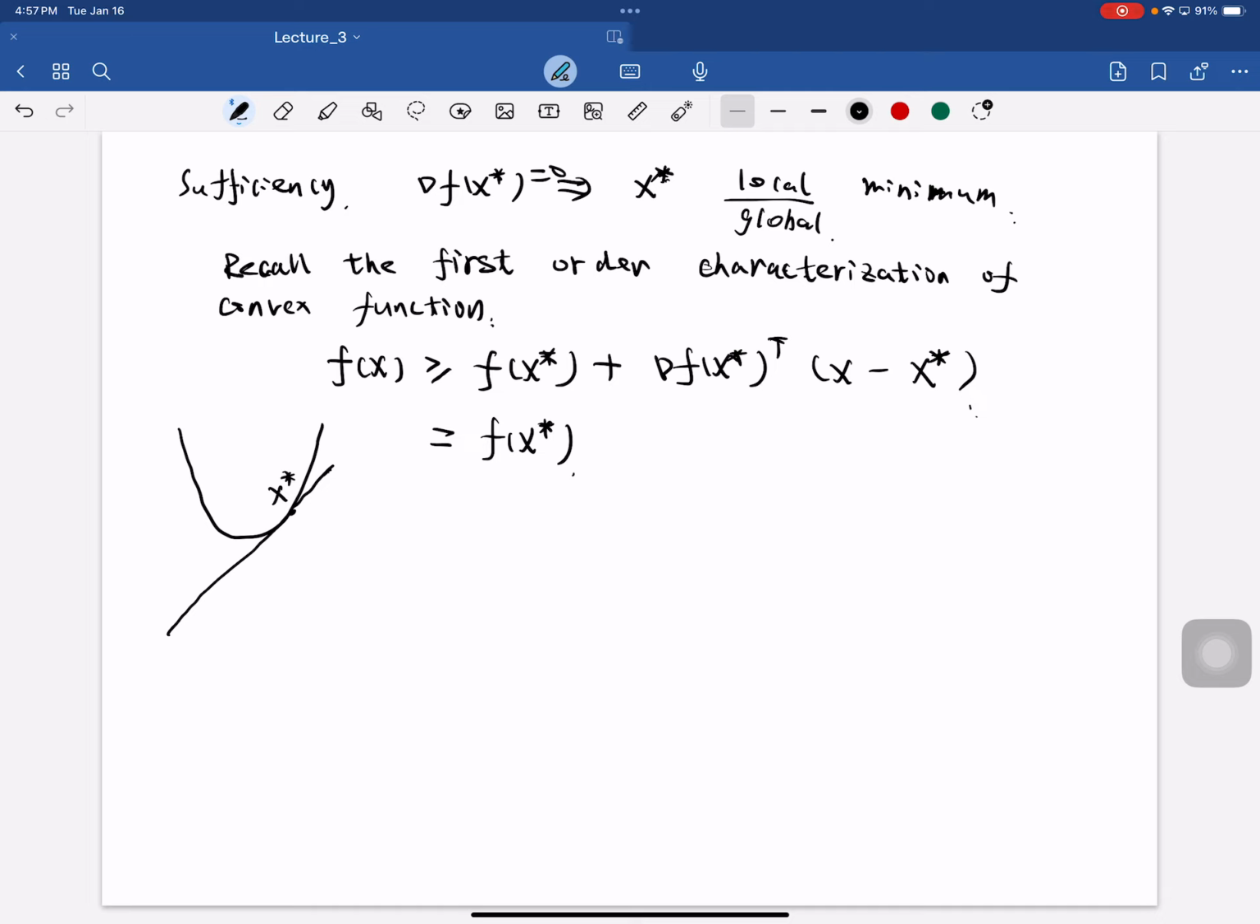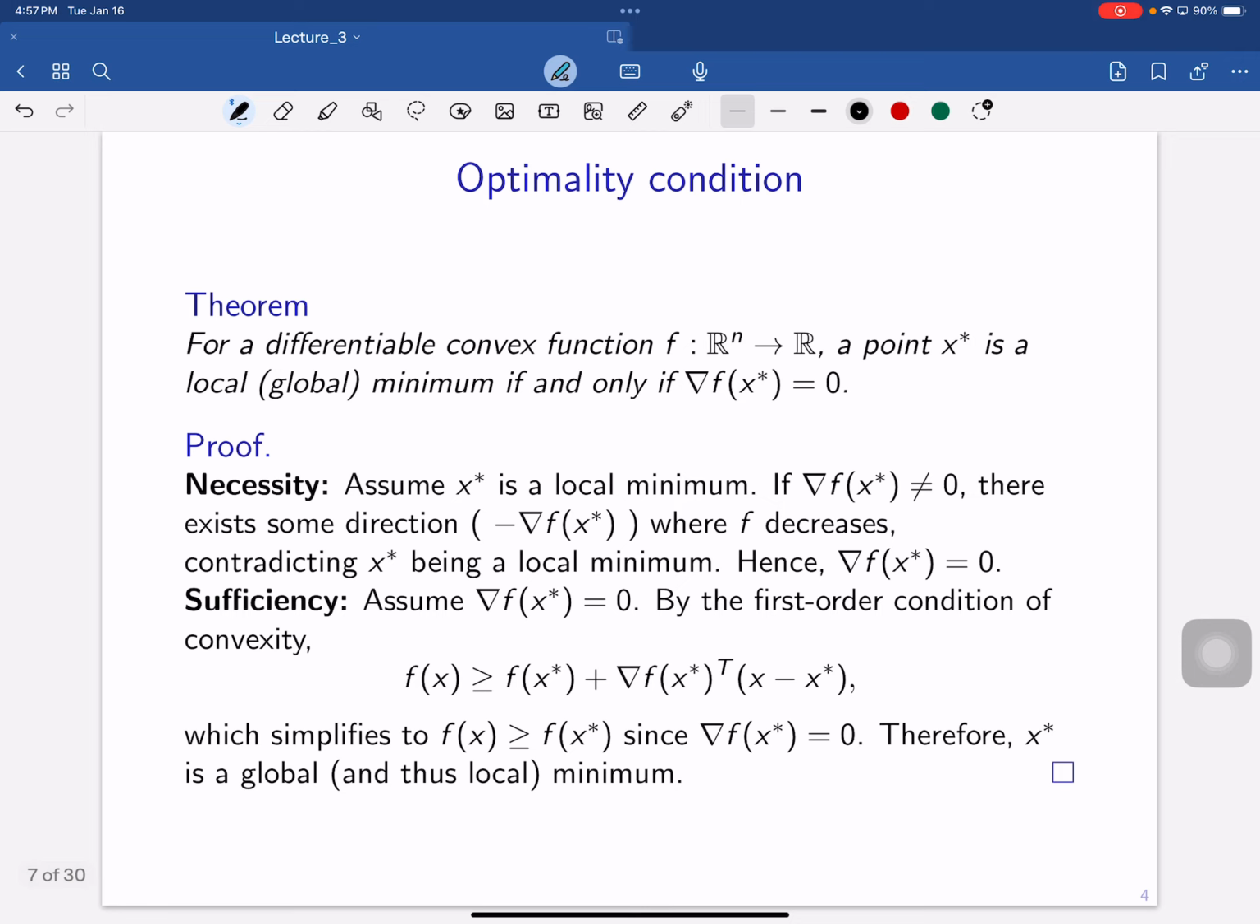Any questions on this part? If you need better handwriting, those are the slides we have. You can take a look.